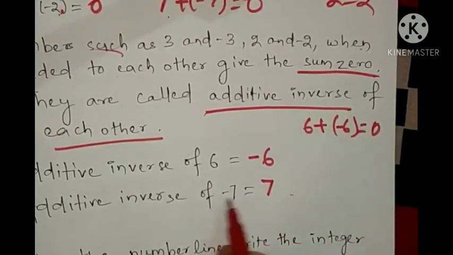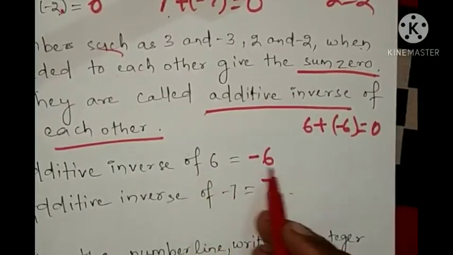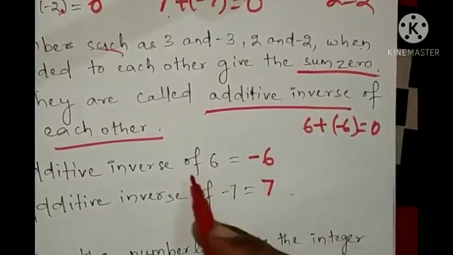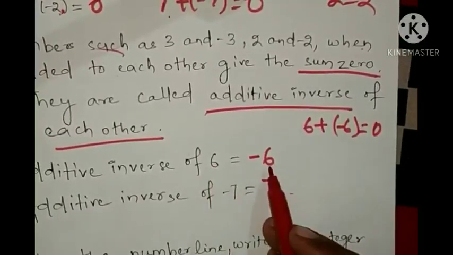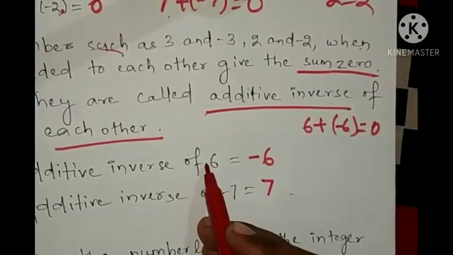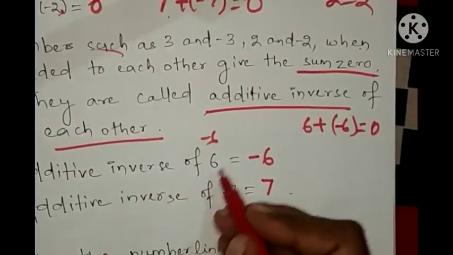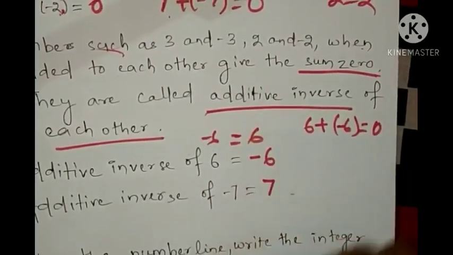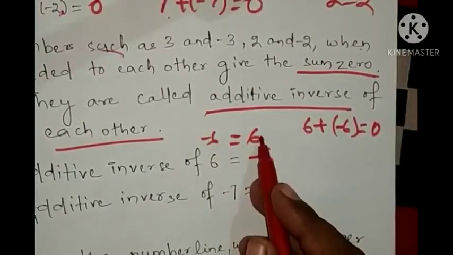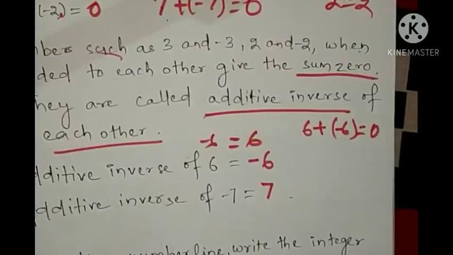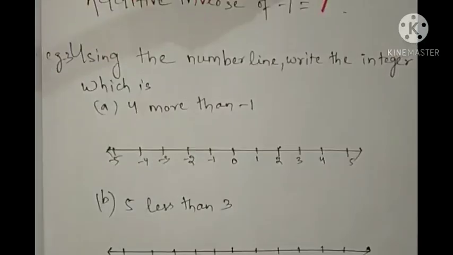You put the same number. If it is 6, you put 6, only the sign changes. If minus sign is given, the additive inverse of minus 6, what would you write? 6. Because minus is already given, you will write the positive integer. So this is about additive inverse.